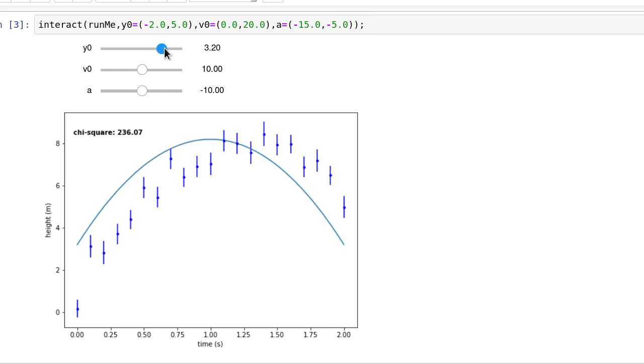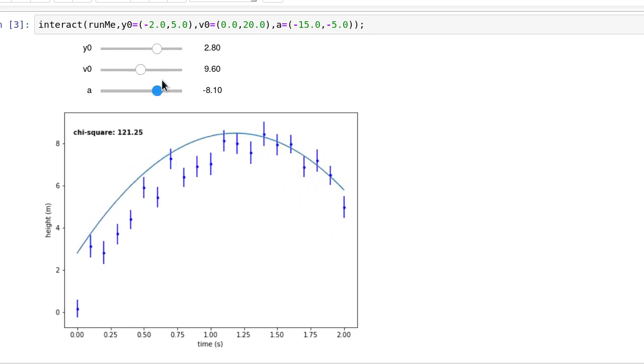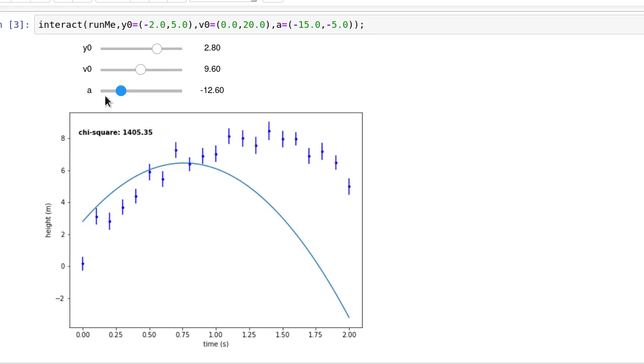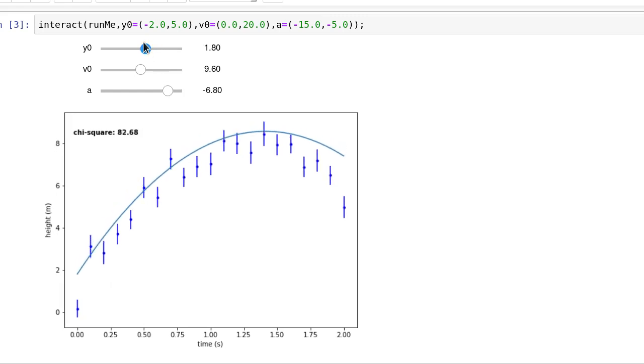So if I'm tuning this parameter up, chi-square is getting bigger. If I move it down, chi-square is getting bigger again. There's a happy medium in there somewhere. But I have more than one parameter that I can tune here. I also have the initial velocity, and I have the acceleration. Large negative acceleration, small negative acceleration. And if I tune these sorts of things, this is actually not looking so bad. If I move things down a little bit, down a little bit more, okay, chi-square is down to 37. This is not a terrible fit.